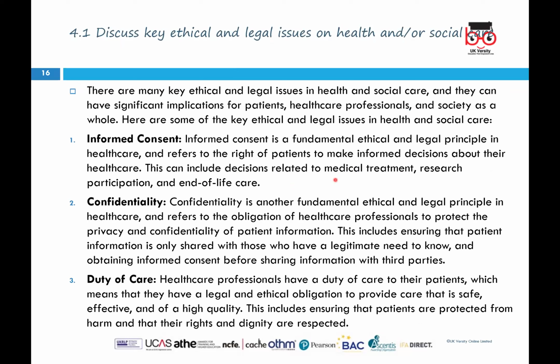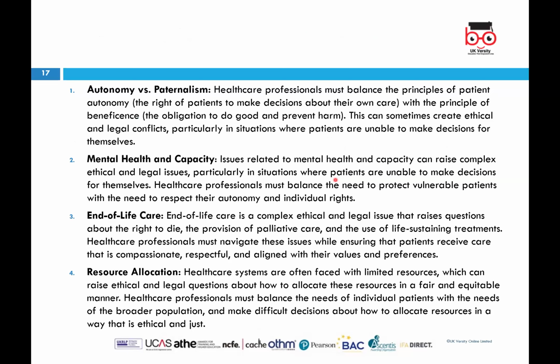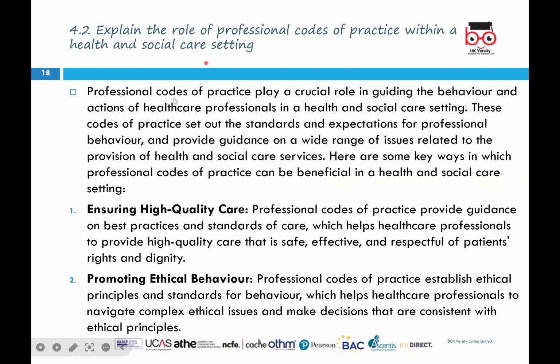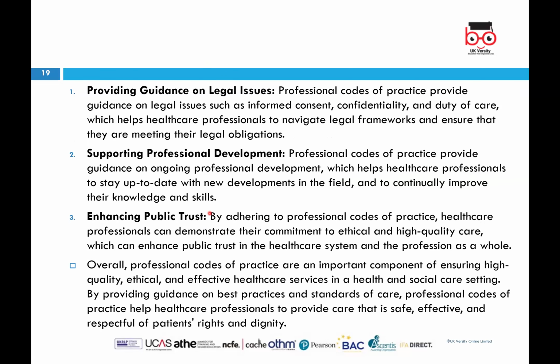We talked about the key ethical and legal issues in health and social care. They were informed consent, confidentiality, duty of care, autonomy versus paternalism, mental health capacity, end-of-life care, and resource allocation. The role of professional codes of practice within a health and social care setting was to ensure high-quality care, promote ethical behavior, provide guidance on legal issues, support professional development, and enhance public trust.